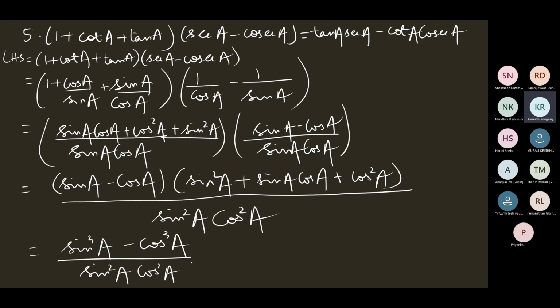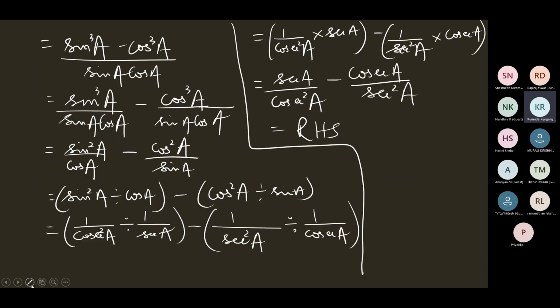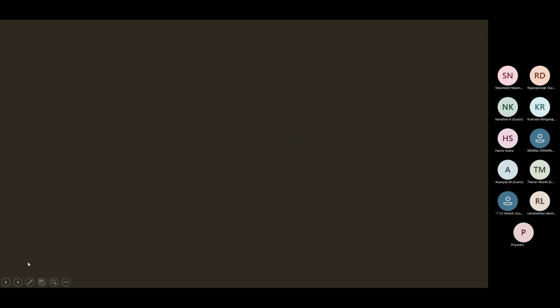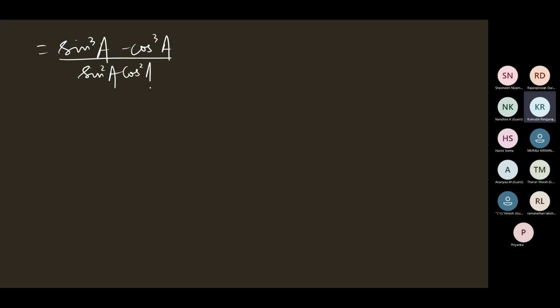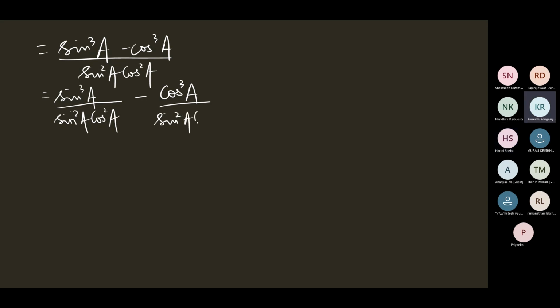So the RHS is tan A sec A minus cot A cosec A. Okay. Let's continue. So what do we have? We have sin cubed A minus cos cubed A divided by sin square A cos square A. So what's the next step, children? Sin cube A by sin square A cos square A, yeah, very good, minus cos cube A by sin square A cos square A.